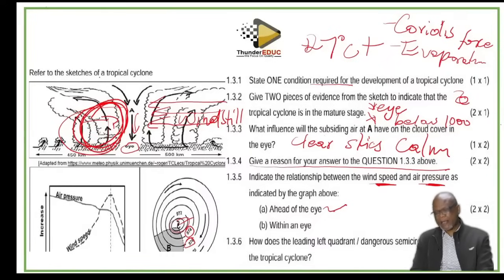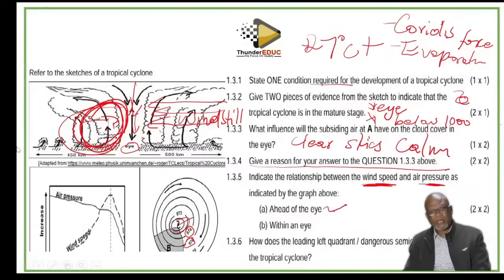It shows that the pressure is low here because the air is rising. So ahead of the eye, we are going to have high wind speed and low pressure. And then within the eye, what's going to happen? Because the air is subsiding, it creates high pressure. And because of these cumulonimbus clouds that stop the air from blowing in, we are going to have a very low wind speed. There is calm condition in the eye of the tropical cyclone.